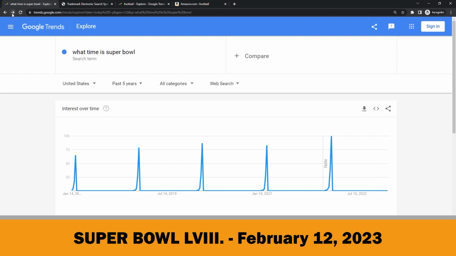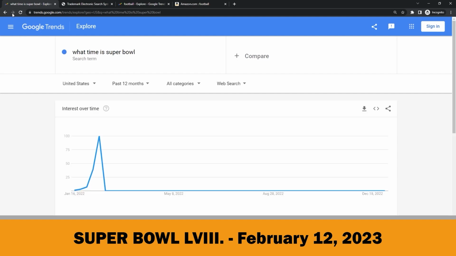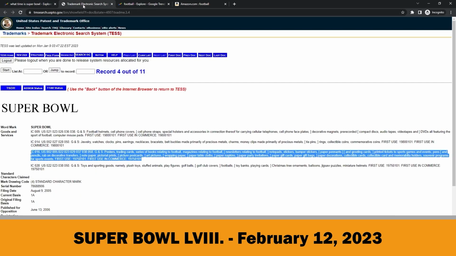The search term what time is the Super Bowl was searched more than 5 million times on February 12 last year. And this level of interest gives you a great opportunity to sell some football-related low-content books. That being said, you have to be very careful about the trademarks.